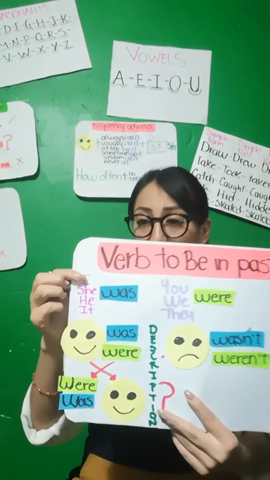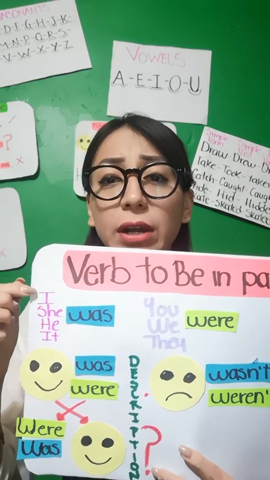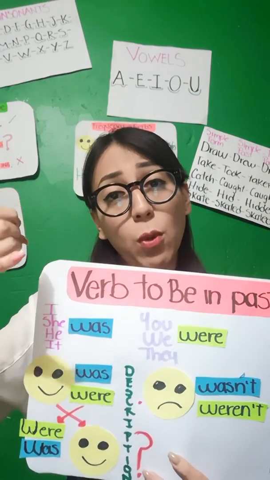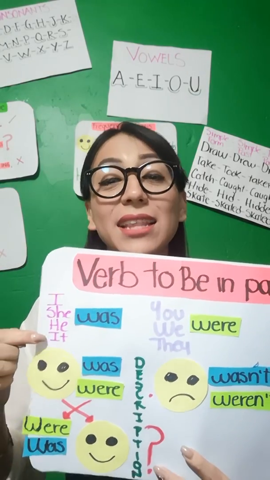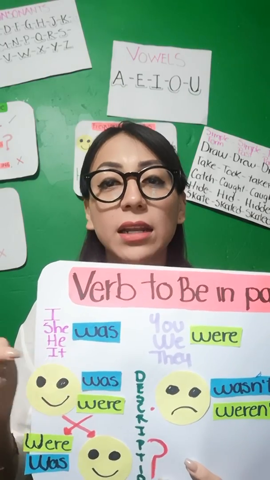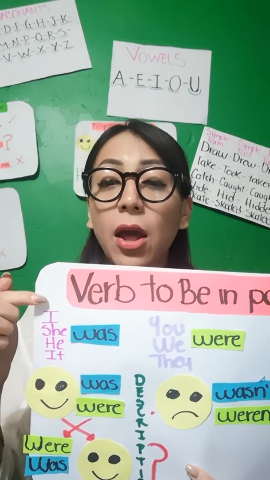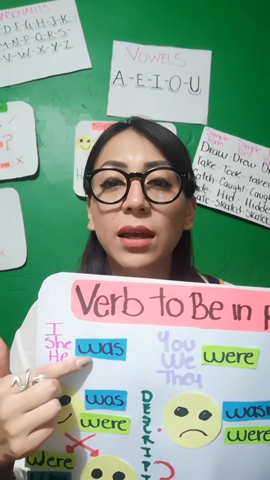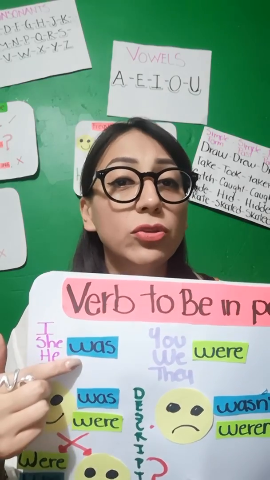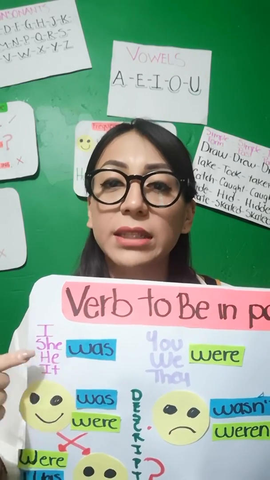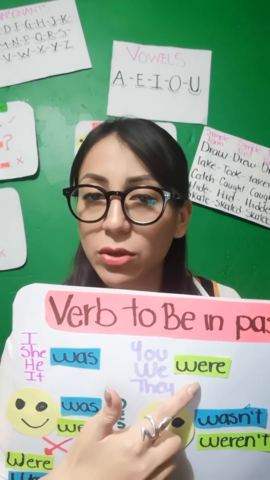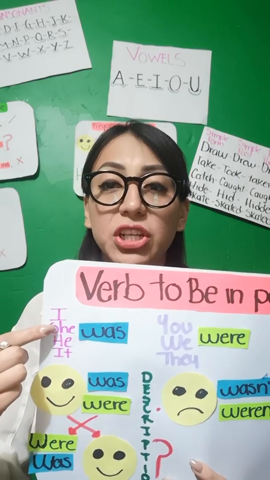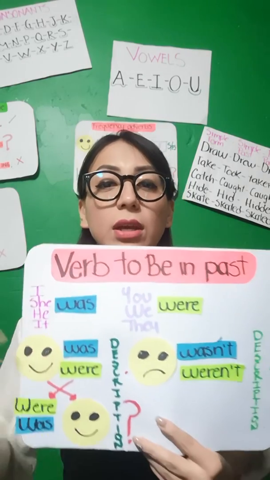Okay, so the verb to be, guys, for I, what is I? I, she, that is for woman or girl, he, that is for boy or man, and it, that is for animal or objects. These personal pronouns are going to use the verb to be in past: was, exactly. Do not forget, guys, please. Do not combine with this other one. Remember, was is my verb to be for I, she, he, and it. Do not forget, guys, okay?